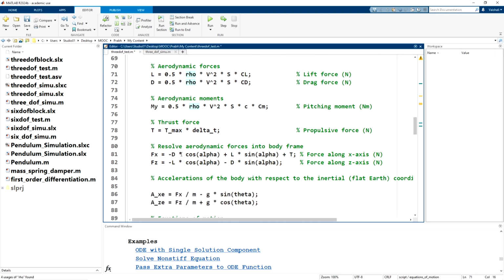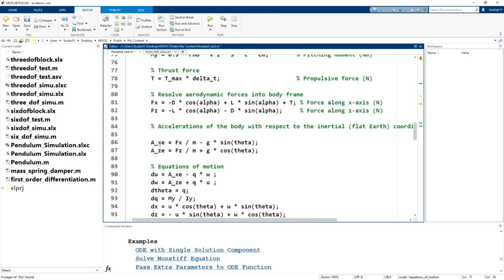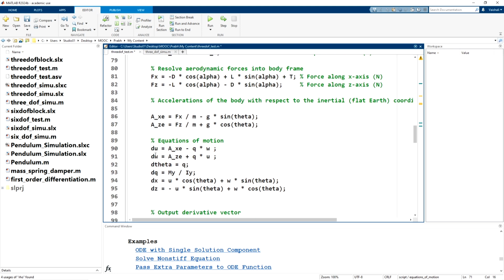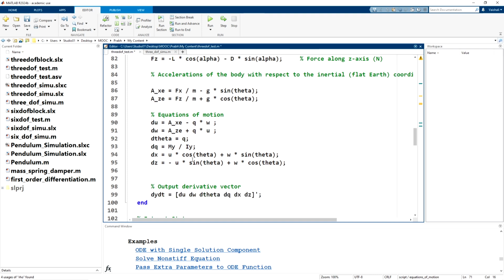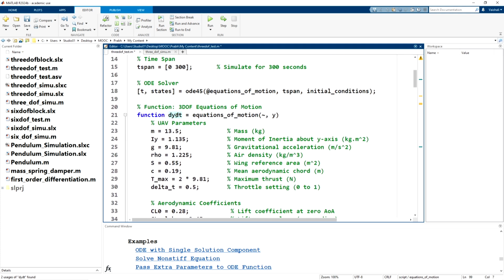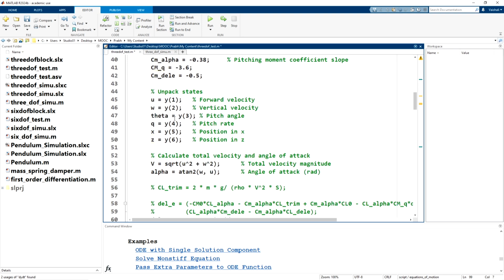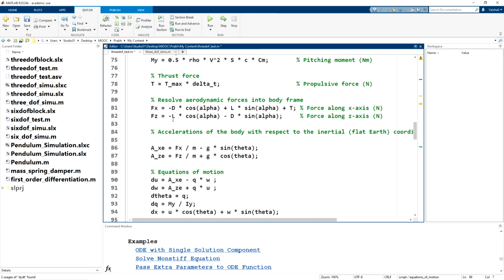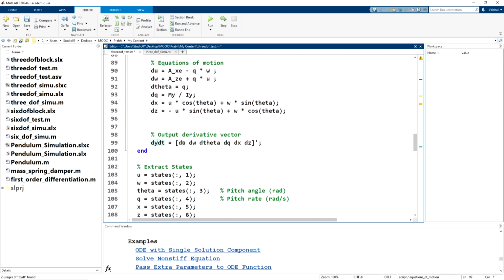Finally, we have Fx equals minus D cos alpha plus L sin alpha plus T, and Fg, Ax and Az. So these are the equations of motion: u dot, w dot, theta dot, q dot, x dot, and z dot. And the final output vector is dy dt. I have written here that the output vector was dy dt. So I am letting MATLAB know that these should be the outputs from this function file: u dot, w dot, theta dot, q dot, x dot, and z dot.